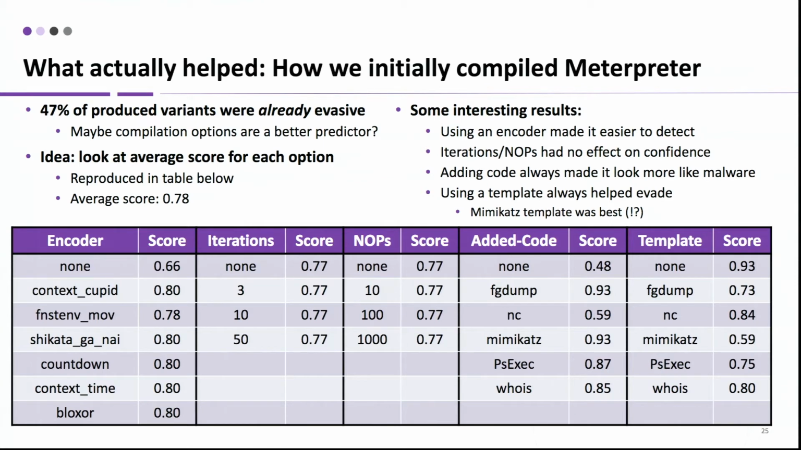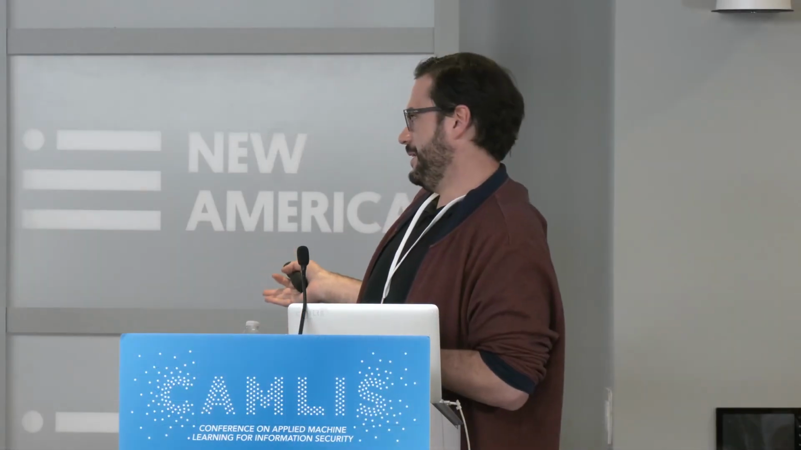Iterations and NOPs didn't make a difference at all, always the same. Appending code to the end of the PE file was always bad. Don't do that. That never worked. I'm not really surprised that adding Mimikatz at the end of Meterpreter made it more malicious, but it did.